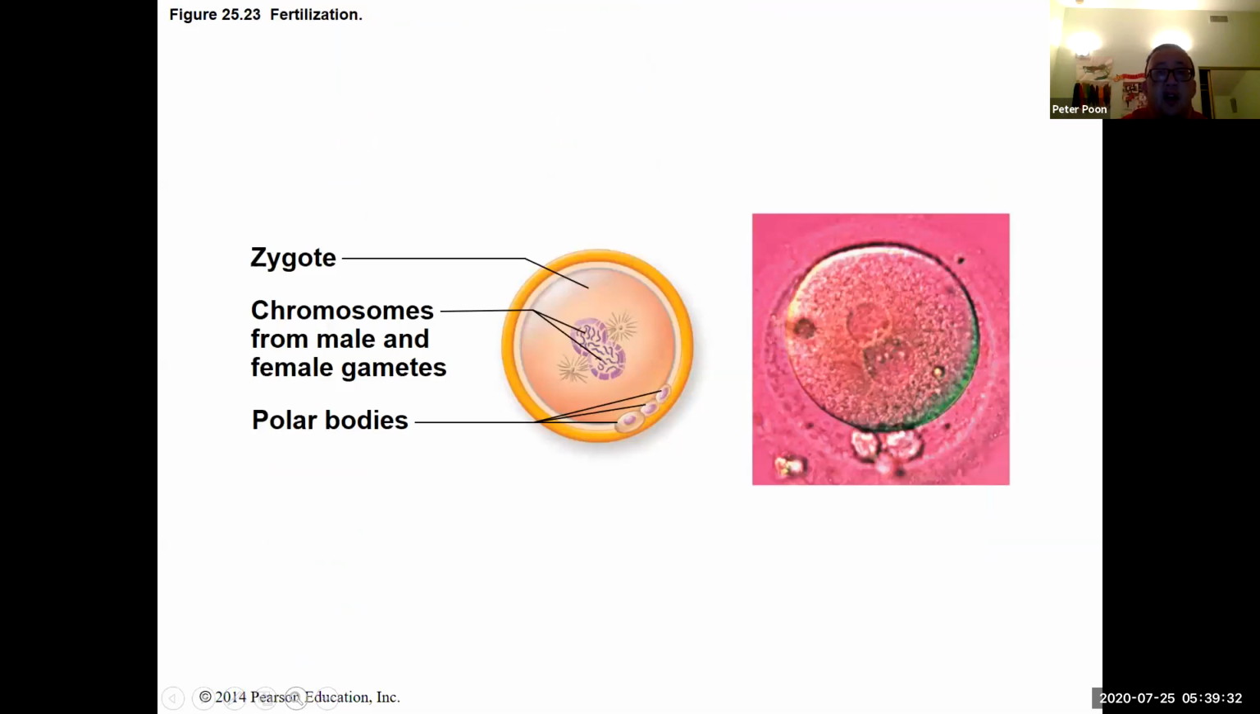Here, the actual act of fertilization really isn't even the sperm hitting the egg. It is the two nuclei, the sperm nucleus and the egg nucleus, fusing.